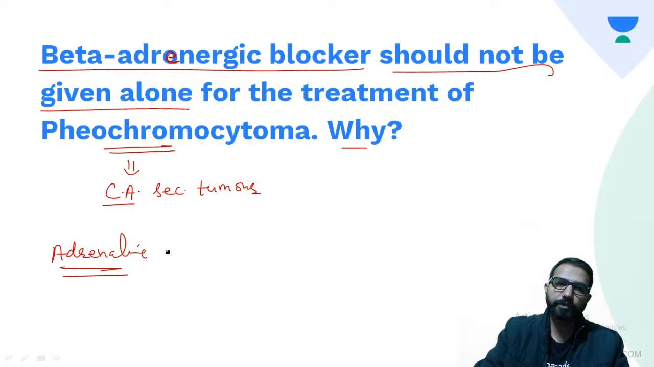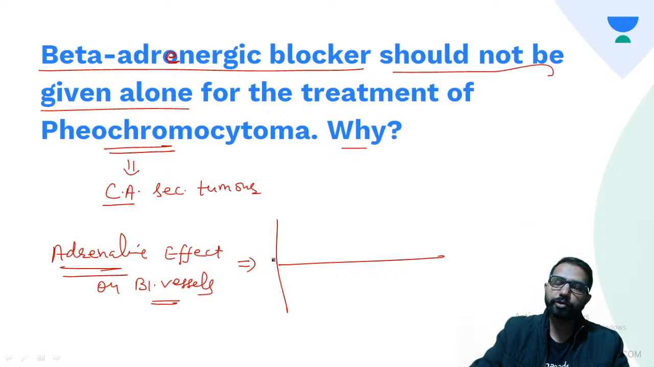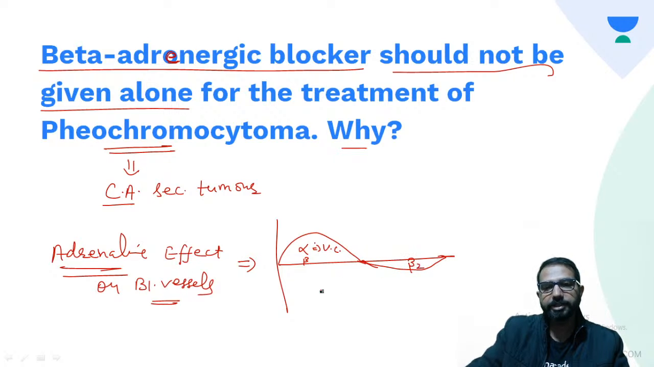In an adrenaline secreting tumor, what is the effect on the blood vessels? Adrenaline has both alpha and beta action. Due to the sudden release of adrenaline into the blood, it will have more alpha action because alpha is dominant. So alpha is powerful, and because of alpha there will be vasoconstriction. The beta effect is there, but alpha is dominant. Then the adrenaline is metabolized and its level decreases, and with time only beta 2 action will be there, and that causes vasodilation. So this is the biphasic response.